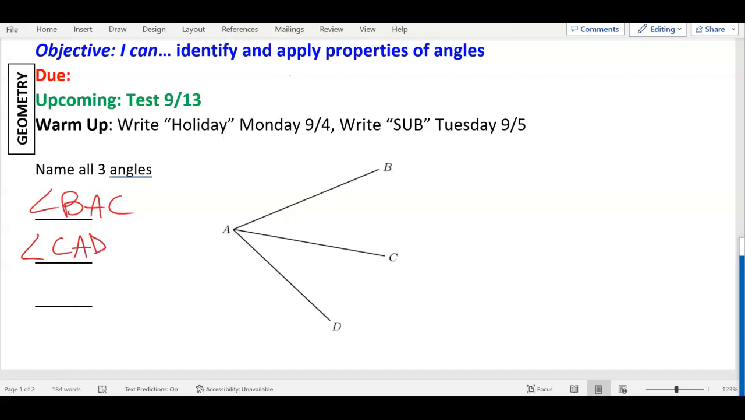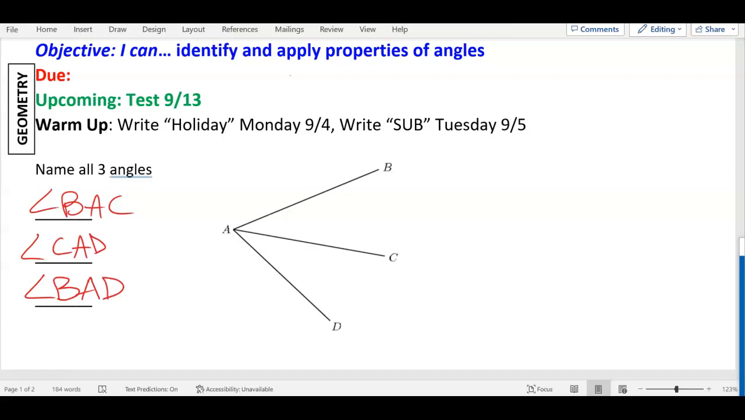And then your last angle is the whole thing. So what is the name of this big old angle? Mr. G. That one didn't land. All right, well, anyways, BAD is the big angle. Cool? Everyone good? So we're going to do some notes on angles.